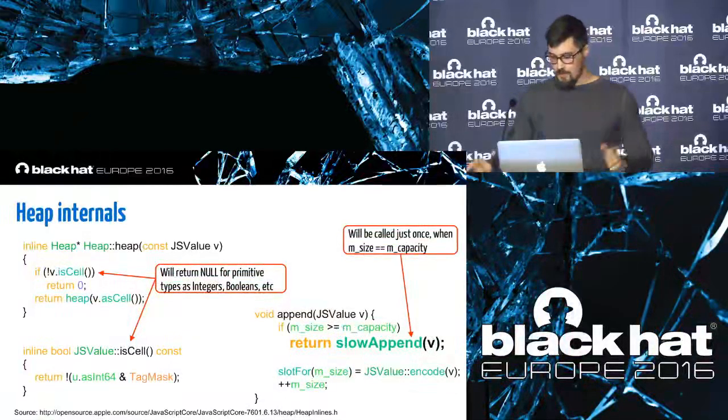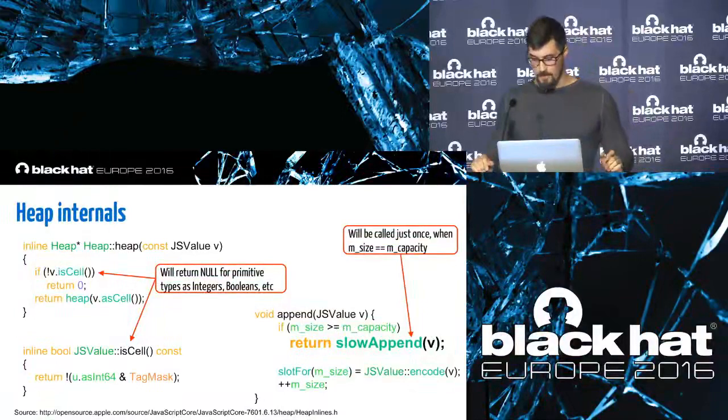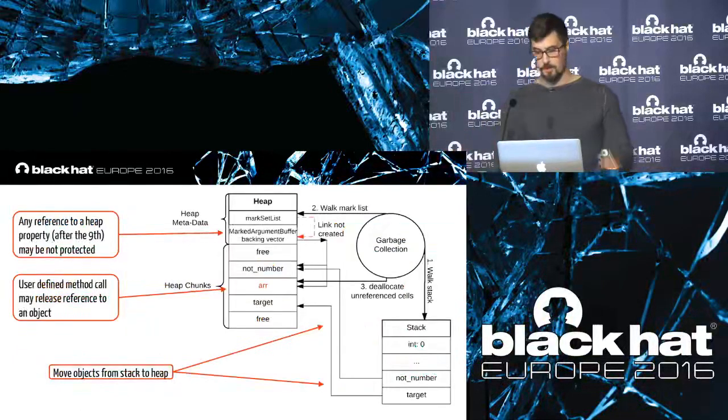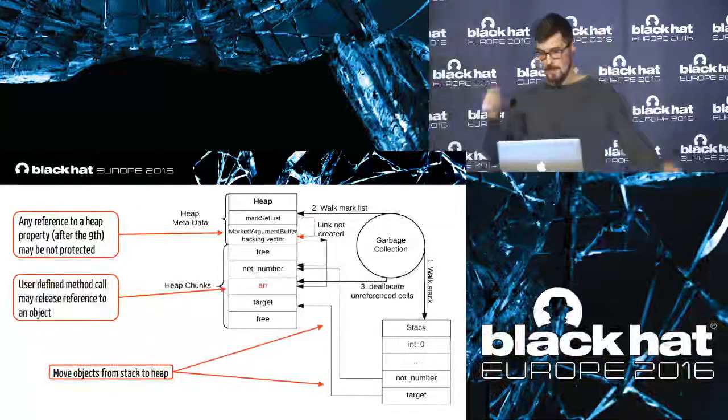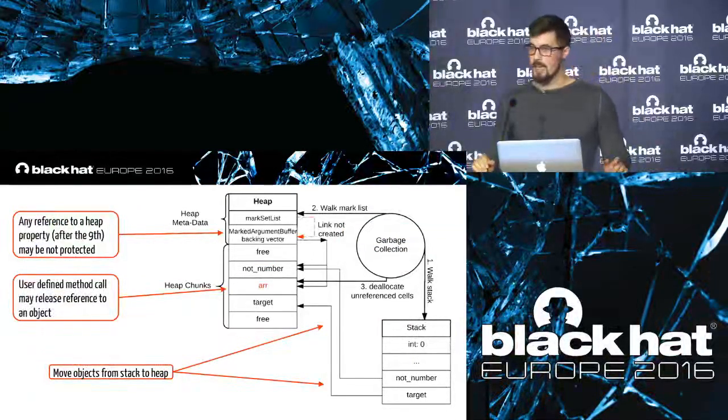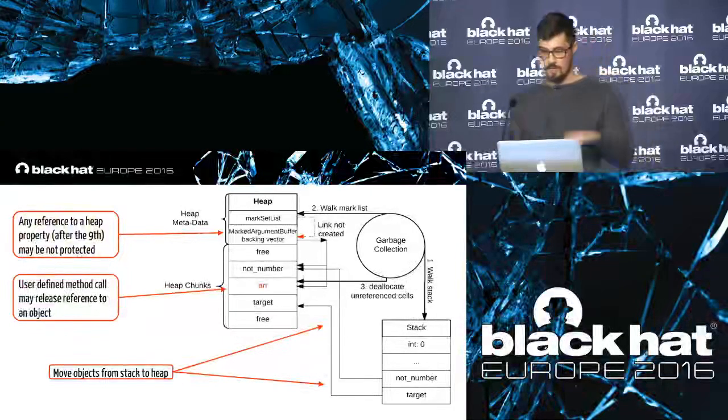And once again, the problem in append: the slow append will be called just once, only when m size will be equal to m capacity. After that, m capacity will be expanded. How can we use all this information? So first of all, we can append more than 8 values to MarkedArgumentBuffer to force it to move from a stack-based buffer to a heap.